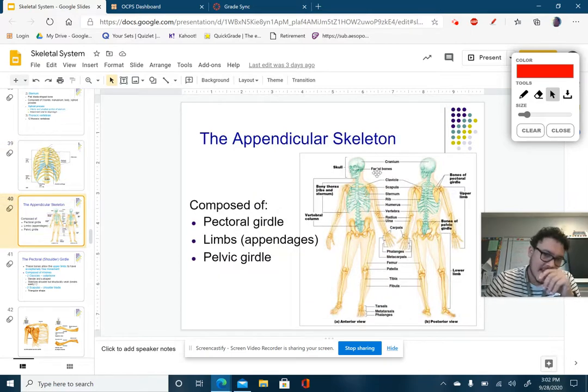All right, so today we get to talk more about the appendicular skeleton. The appendicular skeleton is going to be more the appendages. So there's three distinct regions of the appendicular skeleton: the pectoral girdle, the limbs, and then the pelvic girdle. In this context, by the way, the term girdle is just referencing a couple bones that have joined together to form a semicircular structure.